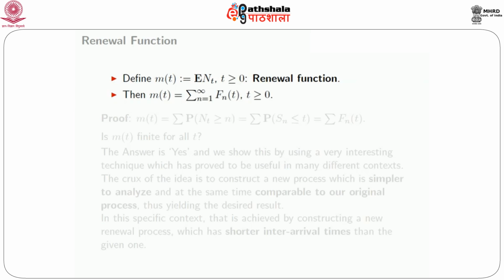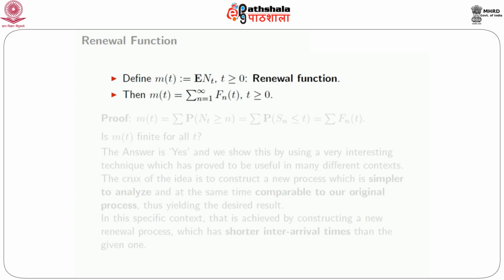So M(t) is the expected value of N(t), or the expected value of the number of arrivals up to and including time t. This is called the renewal function. One thing immediate from the definition is that M(t) increases with t, because N(t) increases with t. But on the other hand, you can write M(t) equals the sum of the series n equal to 1 to infinity F_n(t), for every t greater than or equal to 0.